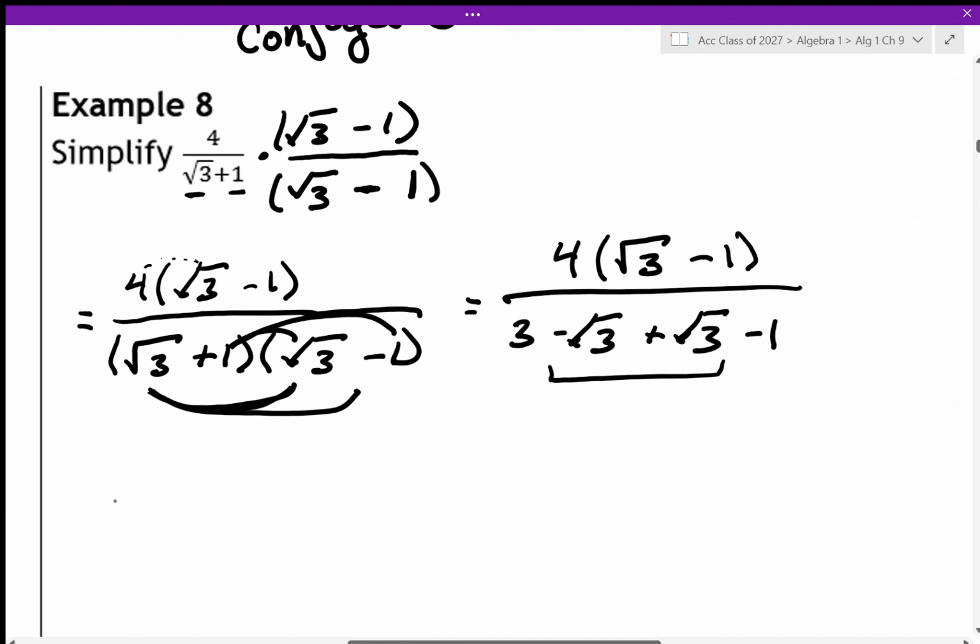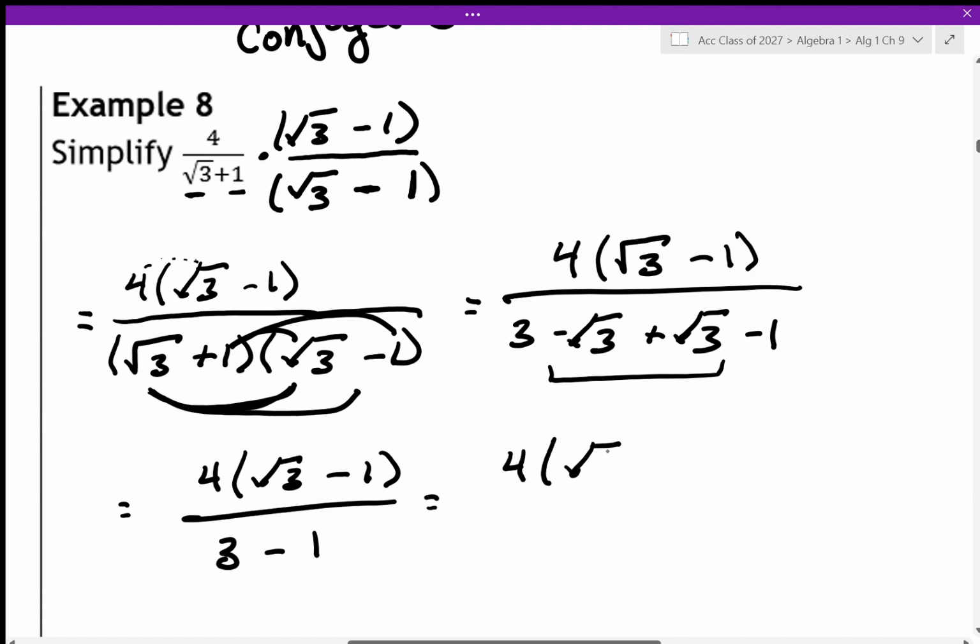So now we're going to be left with a 4 on top times root 3 minus 1 all over 3 minus 1, because those two middle terms canceled. And now we'll have 4 times the square root of 3 minus 1 all over 2.